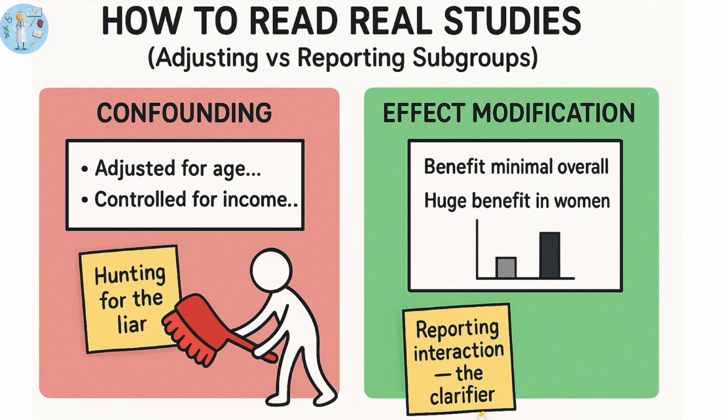Right. When a study says they adjusted for or controlled for variables like age or income, they were hunting for confounders. They were trying to get rid of the liar. And if it's effect modification, the clarifier, then you'll see them report different results for different groups. That's called subgroup analysis. If you read, the drug had a small benefit overall, but in women over 50, the benefit was huge, that's effect modification. They found a specific truth for a specific group.